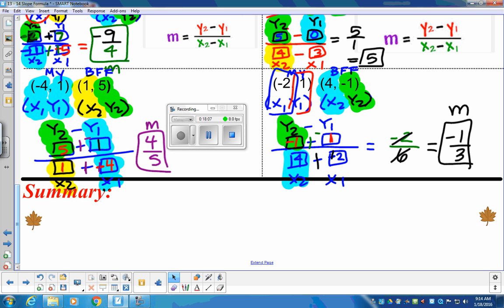-1 over 3. So for our summary today, we are just going to use this formula: y2 minus y1 divided by x2 minus x1.